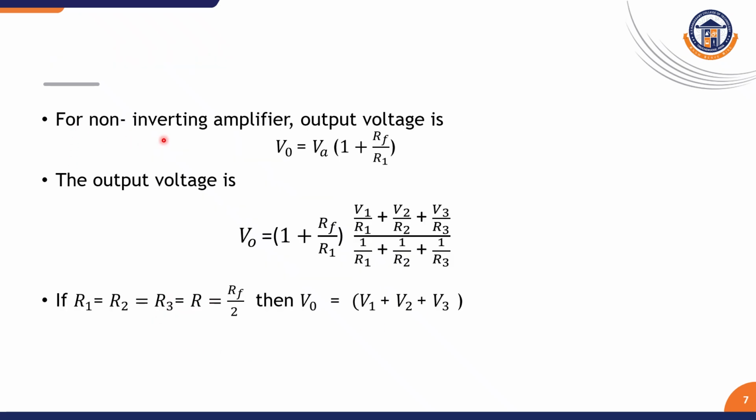As we know, for a non-inverting amplifier, the output voltage V0 is equal to VA into (1 plus RF by R1). So we have the expression for VA. By substituting it, we can get the final output voltage equation of the non-inverting summing amplifier: V0 is equal to (1 plus RF by R1) into the expression of VA. If we choose the resistances R1, R2, R3 equal to R, and the feedback RF equal to R by 2, then the output voltage V0 is equal to V1 plus V2 plus V3.